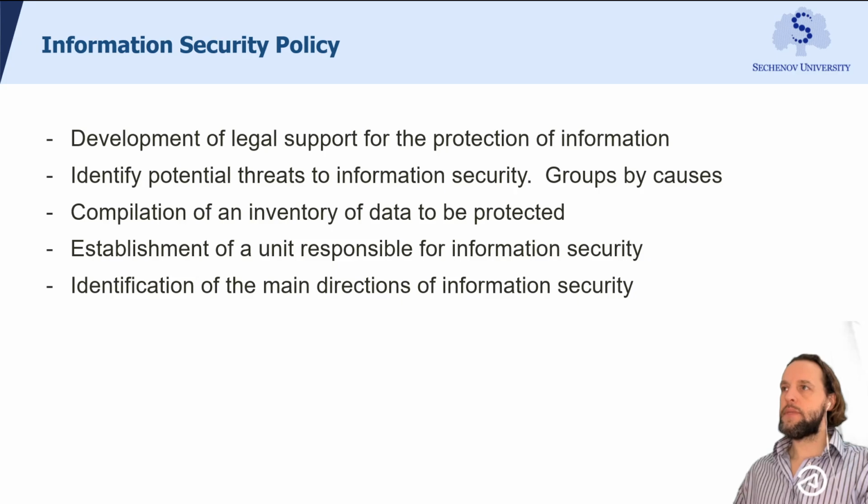What are the steps in introduction of information security policy? It will be development of all the required documents, identification of potential threats for information, dividing these threats into several groups, compilation of all data being stored and classifying this data, establishing a responsible person or unit in the organization for the data protection, and identification of the main directions of information security to be done.